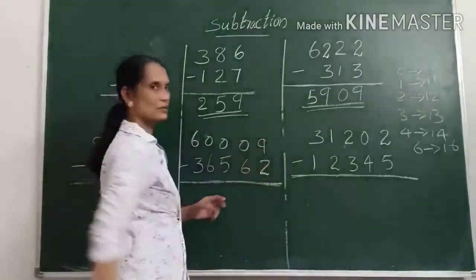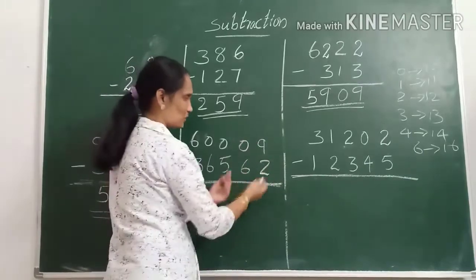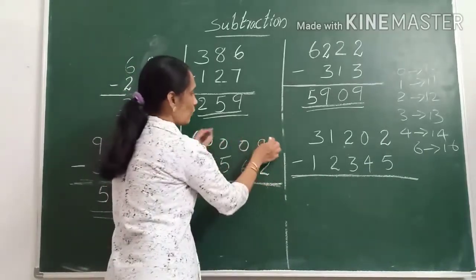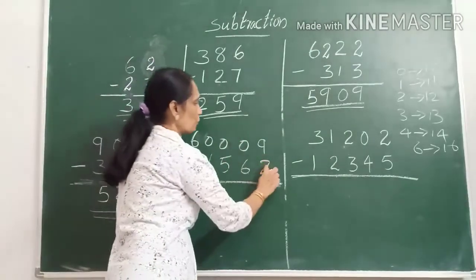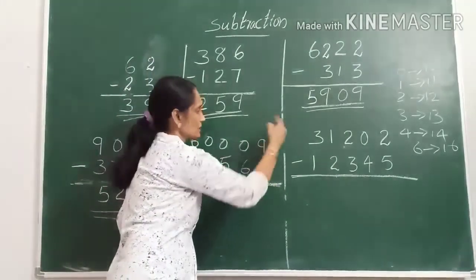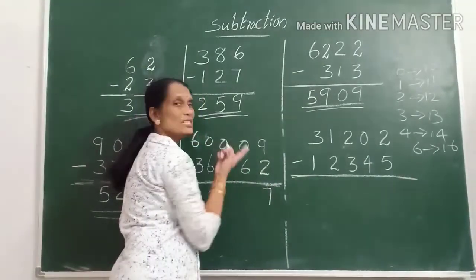2 plus how much is 9? No need to consider 9 as 19 because 2 is smaller. Whenever smaller number is coming in the minuend, then only go for that. So 2 plus how much is 9? 2 plus 7. Now 6. 0 is smaller.